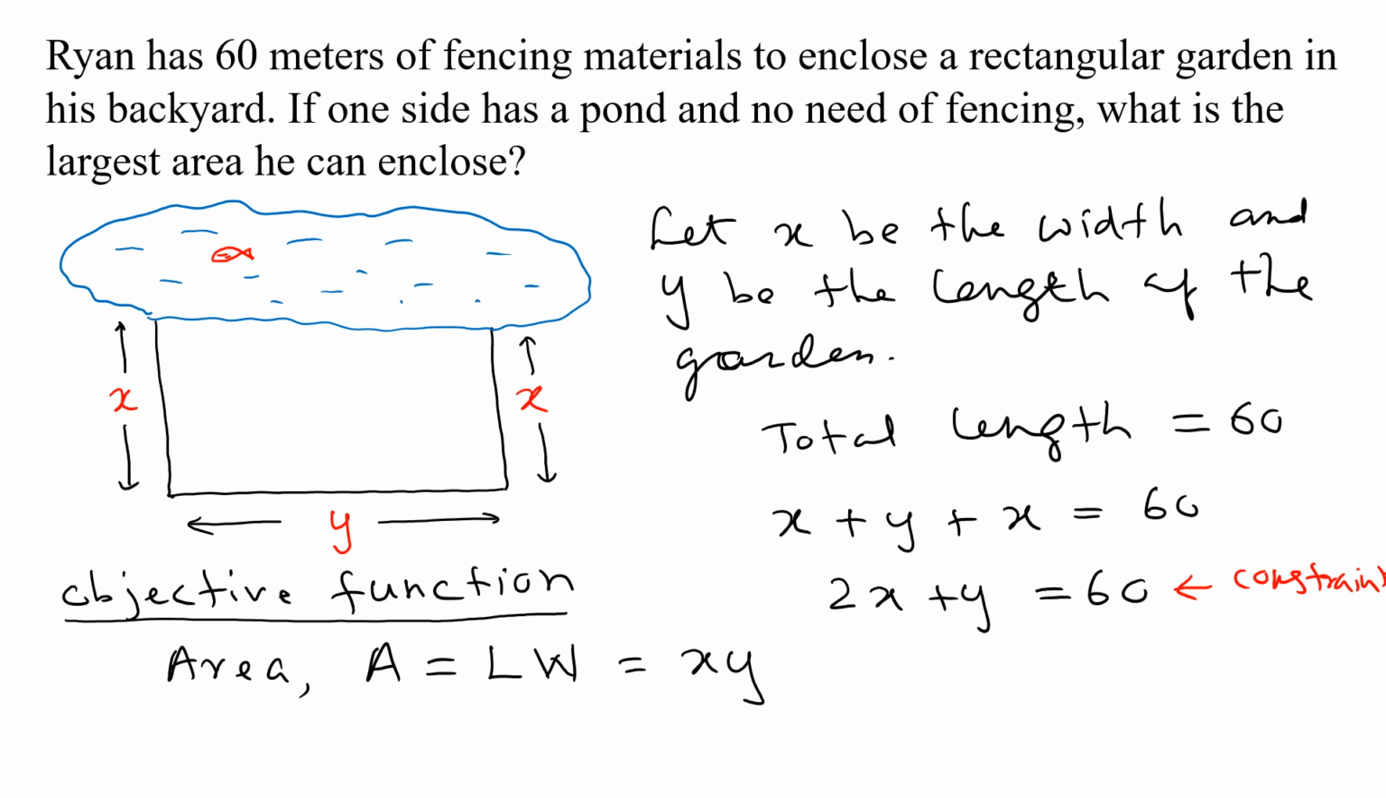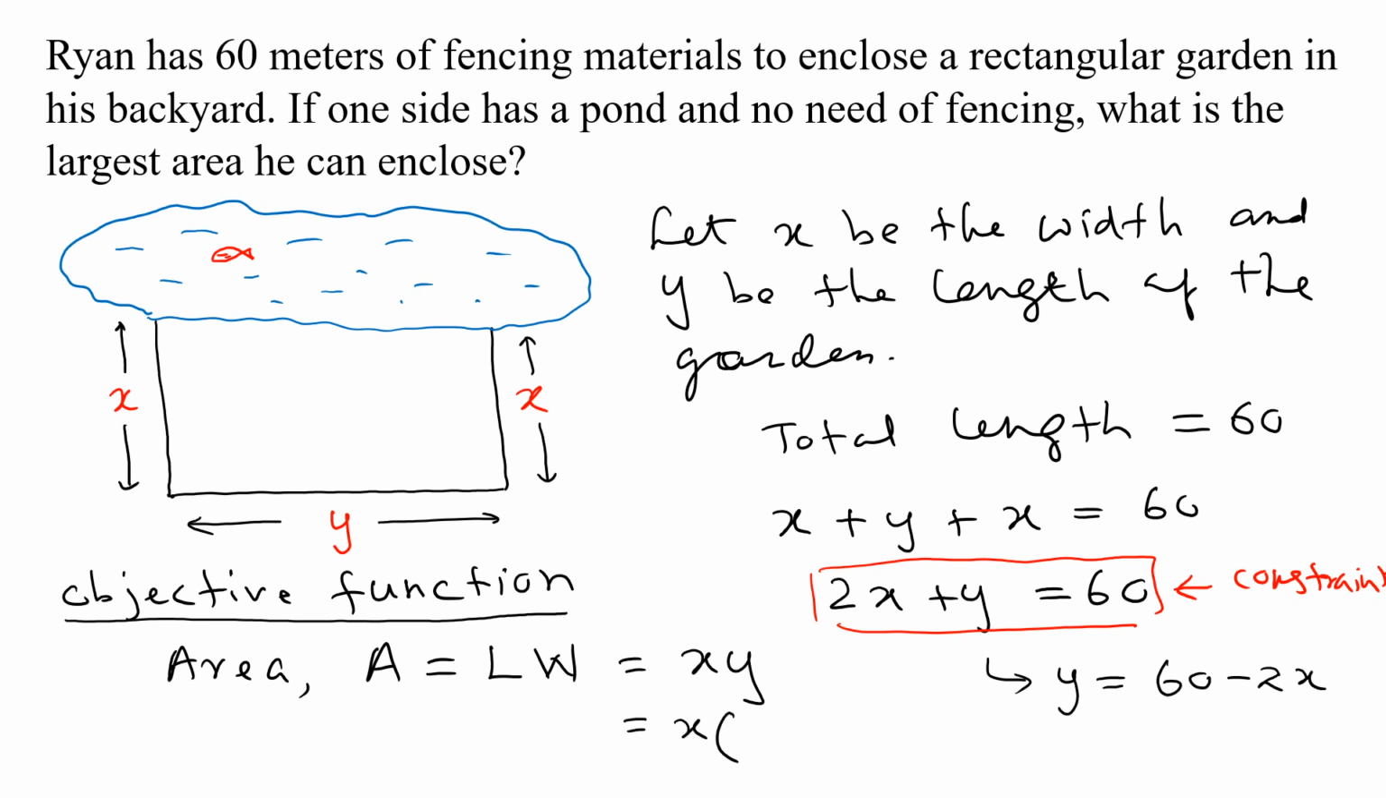And how can we do that? What we're going to do, we're going to use the constraint equation to solve for y first. So from the constraint equation, you can see that if you solve for y, if you subtract 2x from both sides, it is 60 minus 2x. So that is the y term. Now what we can do, we can substitute that into the equation. So we can write this one as x times y, where y was simply 60 minus 2x. So that is the equation you get.